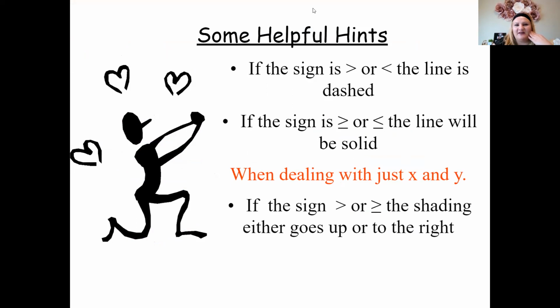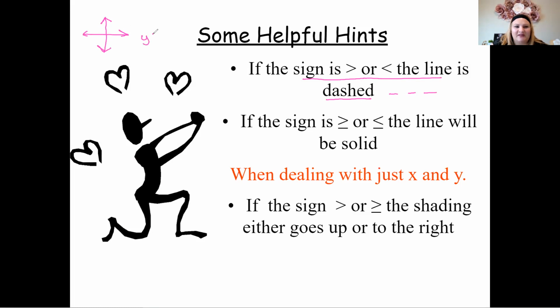So when we are graphing linear inequalities, if the sign is less than or greater than, the line is going to be dashed. That means after you're given a line to graph, whatever line they give you in mx plus b form, the line's going to be dashed like this.